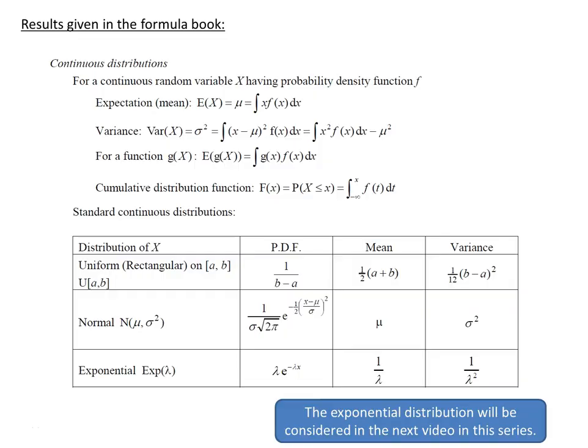It's worth realizing that there's a large number of results about continuous random variables given in the formula booklet that you will be given during the course of your examination.